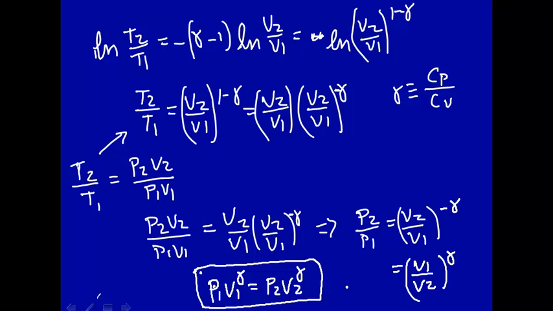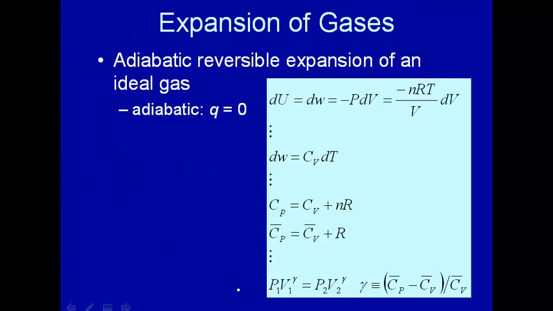All right, that's interesting. Note that for an isothermal expansion of an ideal gas, P1 V1 equals P2 V2. But for an adiabatic reversible expansion of an ideal gas, P1 V1 raised to the ratio of heat capacities is equal to P2 V2 raised to the ratio of heat capacities. I hope I convinced you of that. That's for an adiabatic reversible expansion of an ideal gas.